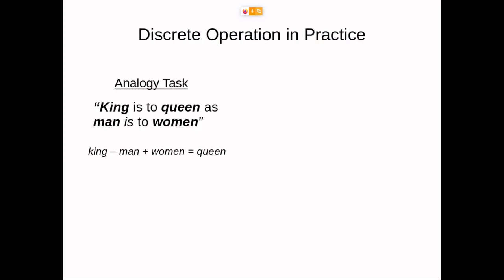To really use this discrete operation in practice, we can refer to the analogy task used by the original Word2Vec paper to solve this idea that king is to queen as man is to woman. And in the embedding space, if king subtract man plus woman yields an embedding vector that's similar to queen, that means we have learned a pretty good semantic space.